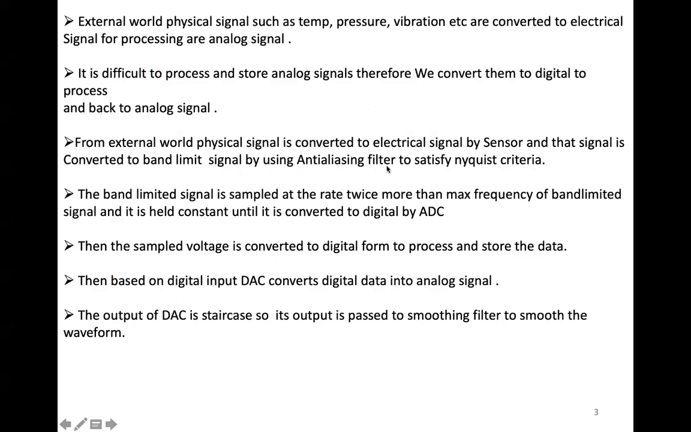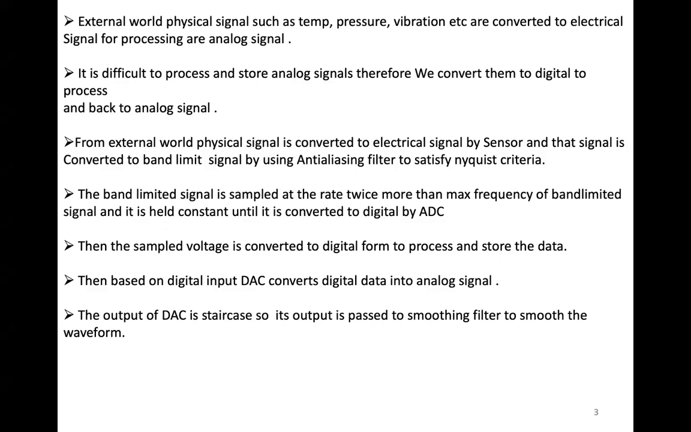The signal is band limited using the anti-aliasing filter to satisfy the Nyquist criteria. The band limited signal is sampled at more than twice the maximum frequency. This is nothing but the sampling theorem: Fs is greater than or equal to 2 times Fm, where Fm is the maximum frequency and Fs is the sampling frequency. The sampled signal is held constant for a certain amount of time.